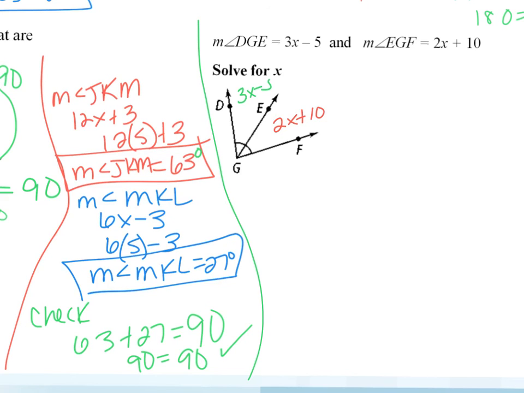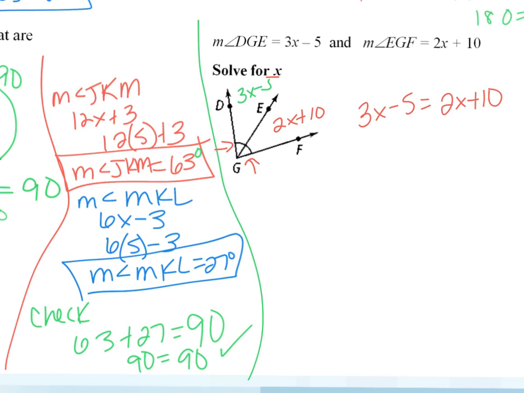What do you know about these two angles? Well, you can see from these lines right here that they are equal because they have those congruent symbols. So if the angles are equal, we can just set an equal sign in between them. So 3x minus 5 equals 2x plus 10.